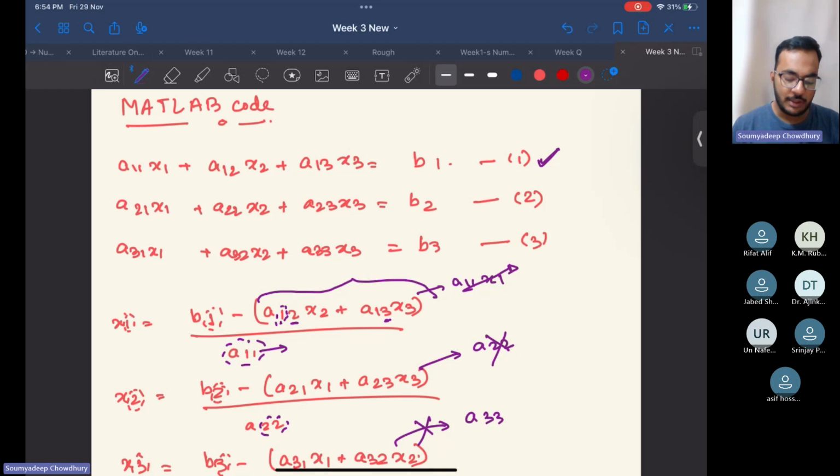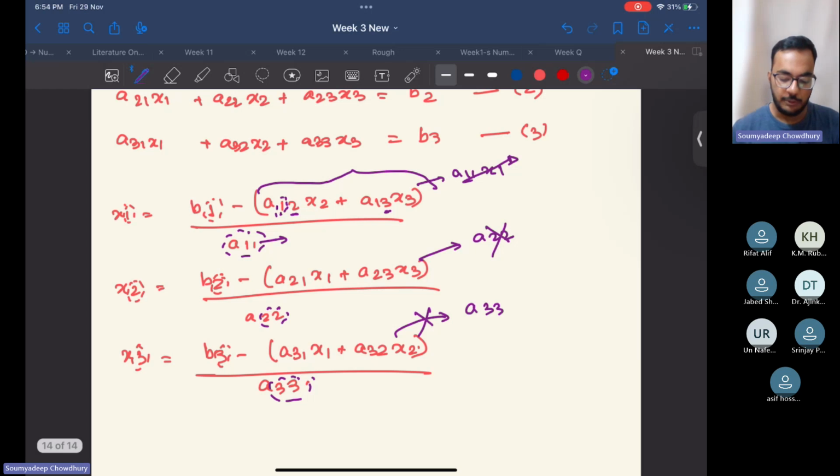So what was our target? From the first equation, we wanted to find out x1 in terms of x2 and x3. So it is basically b1, that is the term on the right hand side, minus (a12x2 plus a13x3) upon a11. Similarly, x2 was b2 minus (a21x1 plus a23x3) by a22. And x3 was b3 minus (a31x1 plus a32x2) divided by a33.